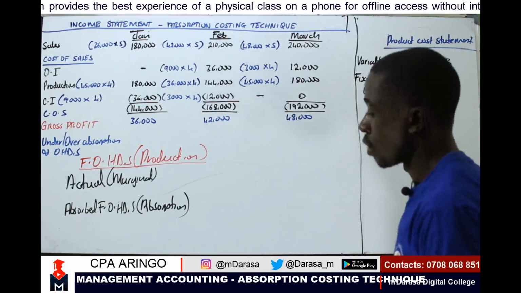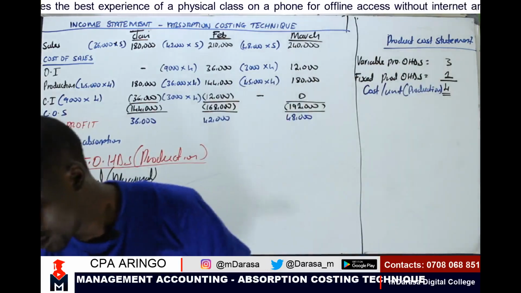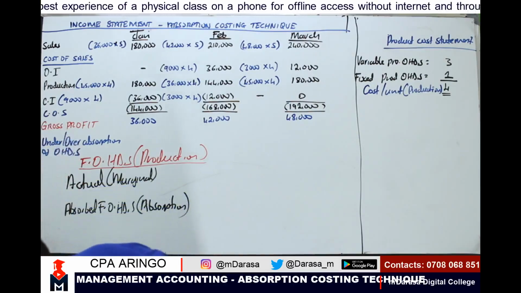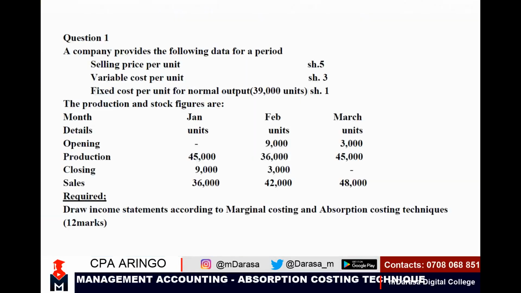If we look at our question, let me share that question. Fixed cost per unit for normal output, I was given 39,000. It is kind of as if you're preparing a production cost statement. Of course, we are looking at marginal.